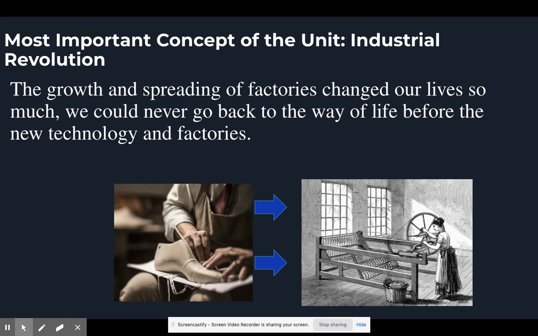So before the Industrial Revolution, we could only make one shoe with one person at a time, handmade. And now with the Industrial Revolution, there are machines that can make 20, 30 shoes a day compared to just one a week or something like that. So it really revolutionized the way that we live and made access to goods a lot easier. That's the biggest concept, that it changed our lives so much that we can never go back to the way of life before the new technology.